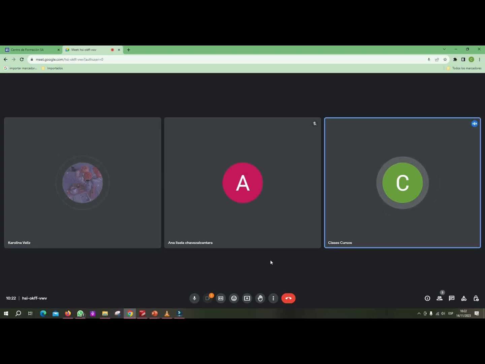Okay, girls, we're going to start with the class. Today we're going to study a new topic, the comparative adjectives. Remember that this will be almost the last class, right? And also today you're going to find out the second evaluation about this last module, okay? So let's start with this.